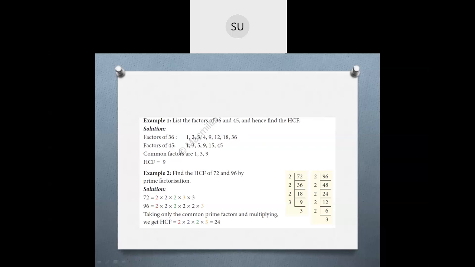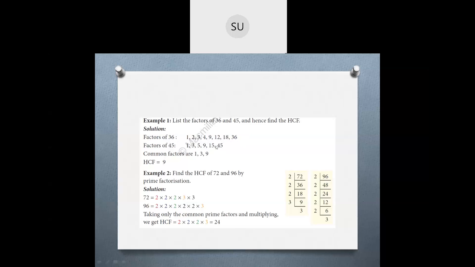So what are the factors? 1, 2, 3, 4, 9, 12, 18 and 36. You can find the factors by just writing down the number of ways you can form 36. For example, 1 into 36 is 36, 2 into 18 is 36. When you write down like that, you'll find the factors of 36. Then the factors of 45 are 1, 3, 5, 9, 15 and 45.